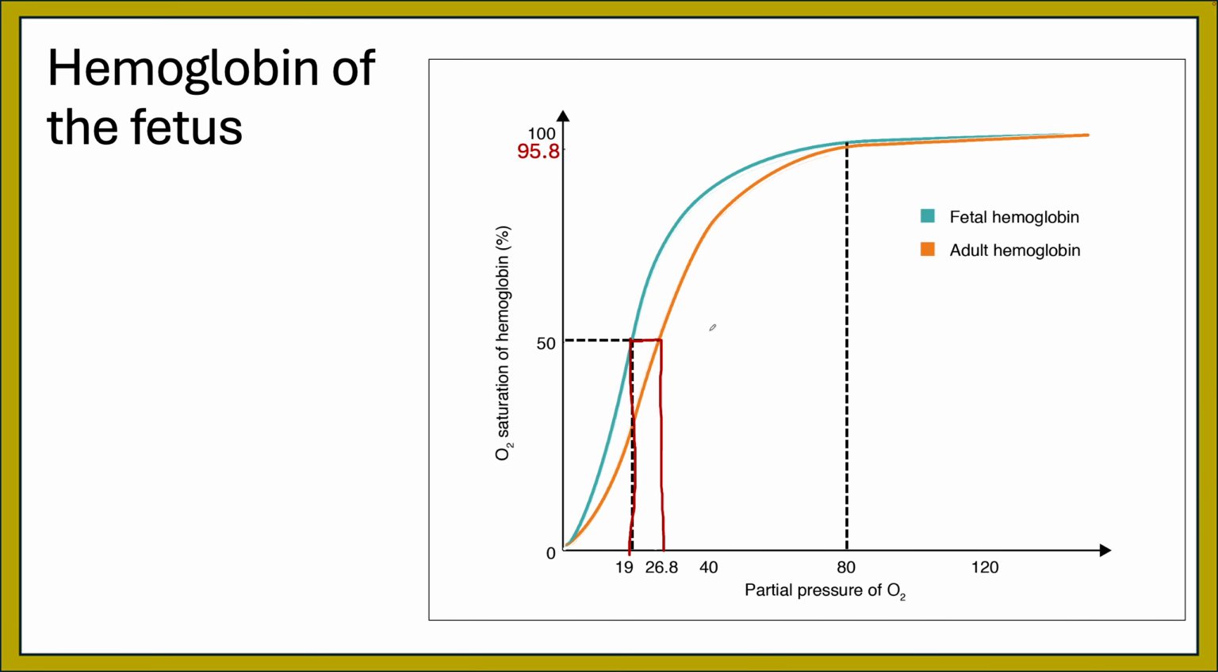And those lines are drawn, and you see it even more greatly affected as you get over to these higher partial pressures. Thus, the fetus is able to overcome the problem by having a greater affinity for oxygen than the maternal hemoglobin and takes the oxygen from the mother's hemoglobin.